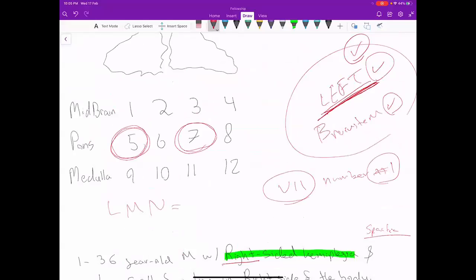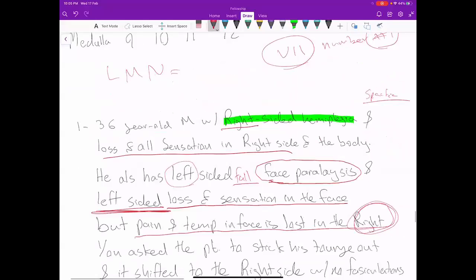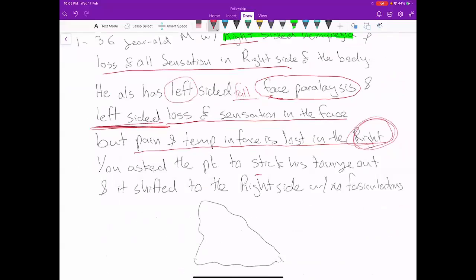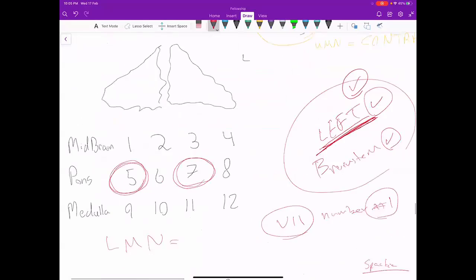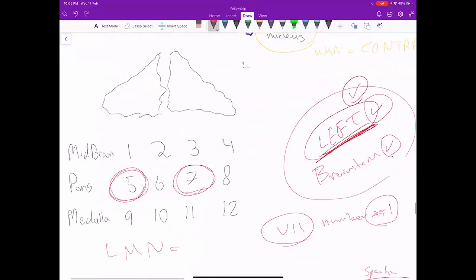You ask the patient to stick his tongue out, and it shifted to the right. The lesion is where? It's still in the pons. Left or right? The lesion is on the left. What nerve is responsible for the tongue? 12. We circle 12 regardless. Just always circle it. Don't be wrong.